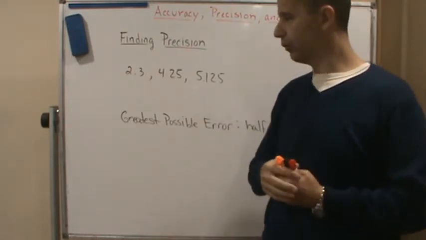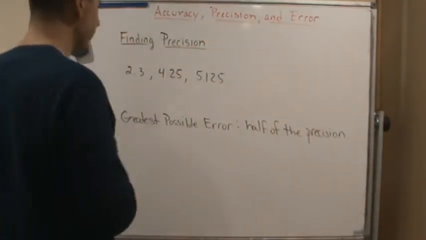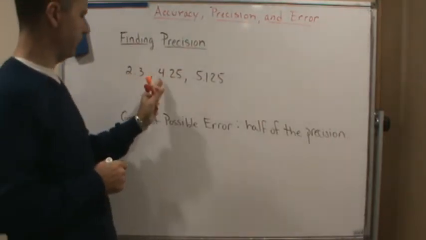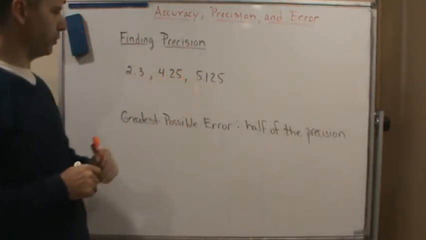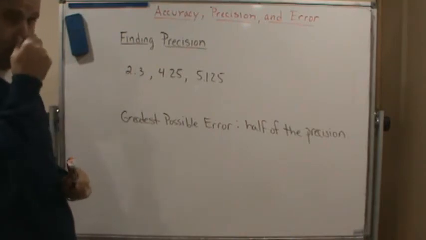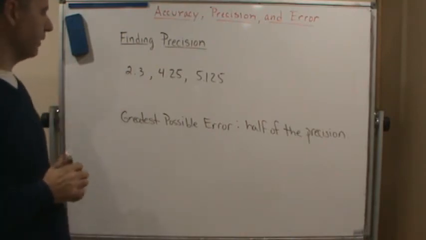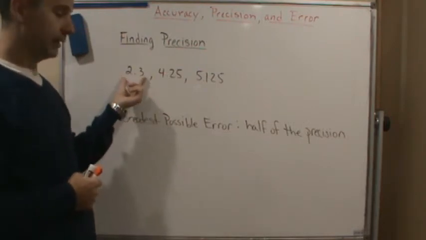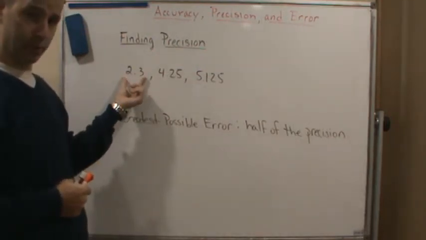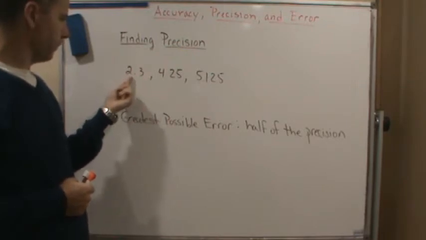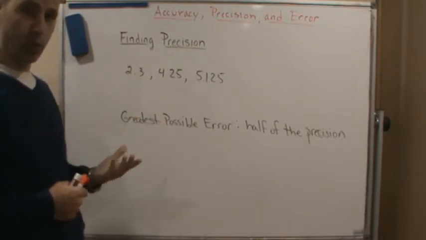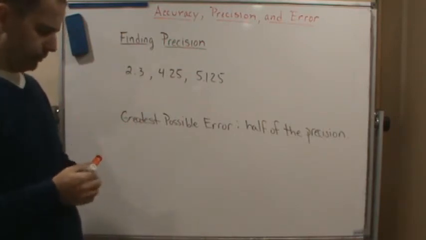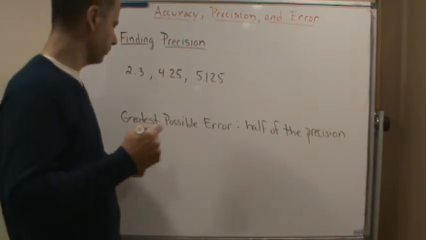Okay, so for example, if we were to calculate the average of these three numbers here, 2.3, 4.25, and 5.125, then the precision of our calculation for the average would be limited by the least precise measurement out of these three, which is 2.3. So you would round to the nearest tenths place. Okay, so that's the idea.